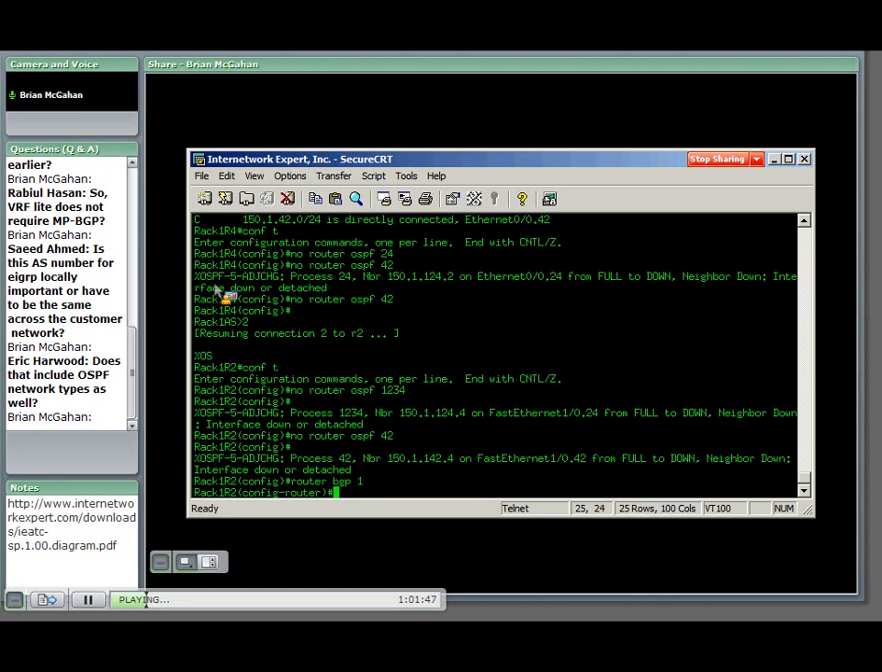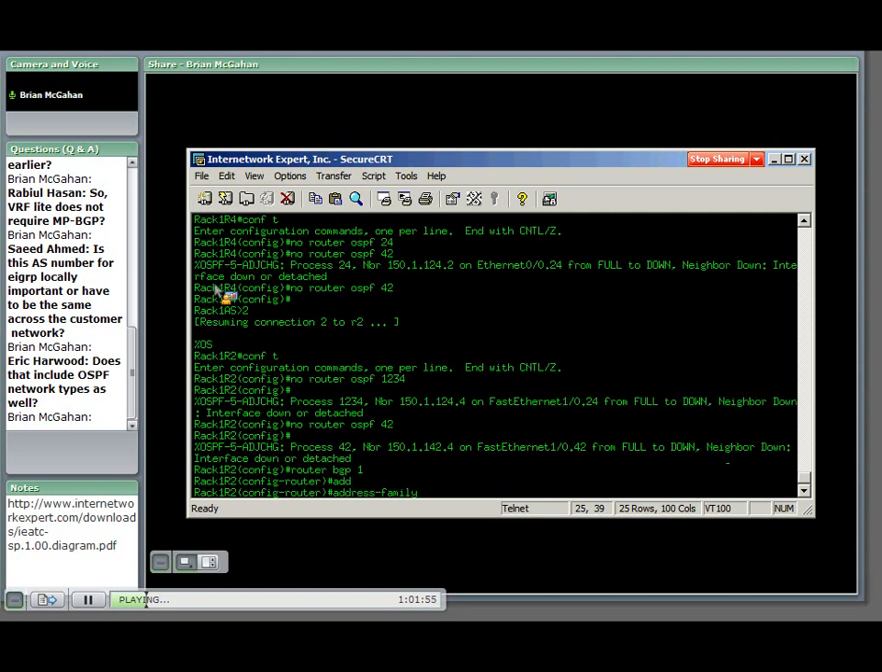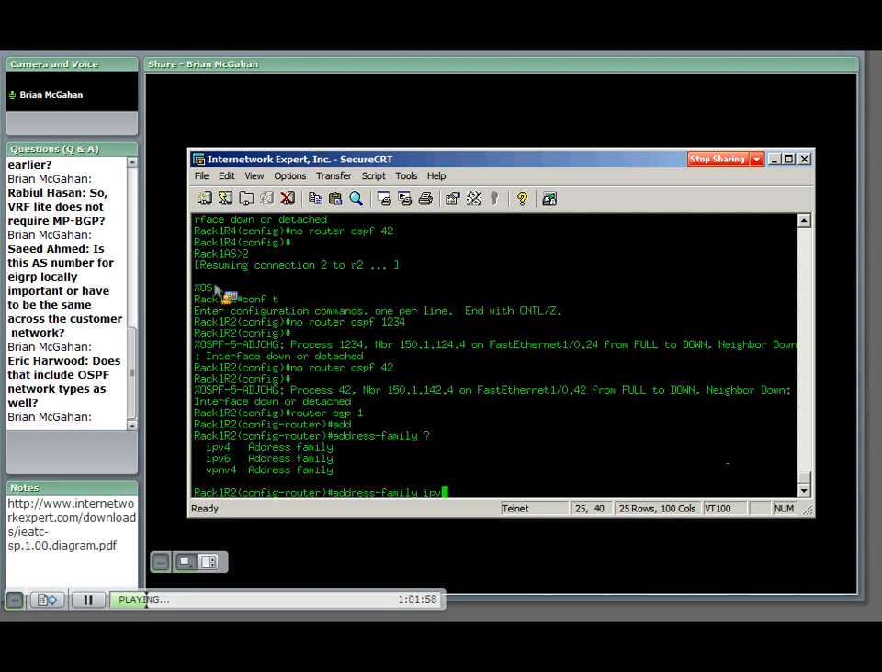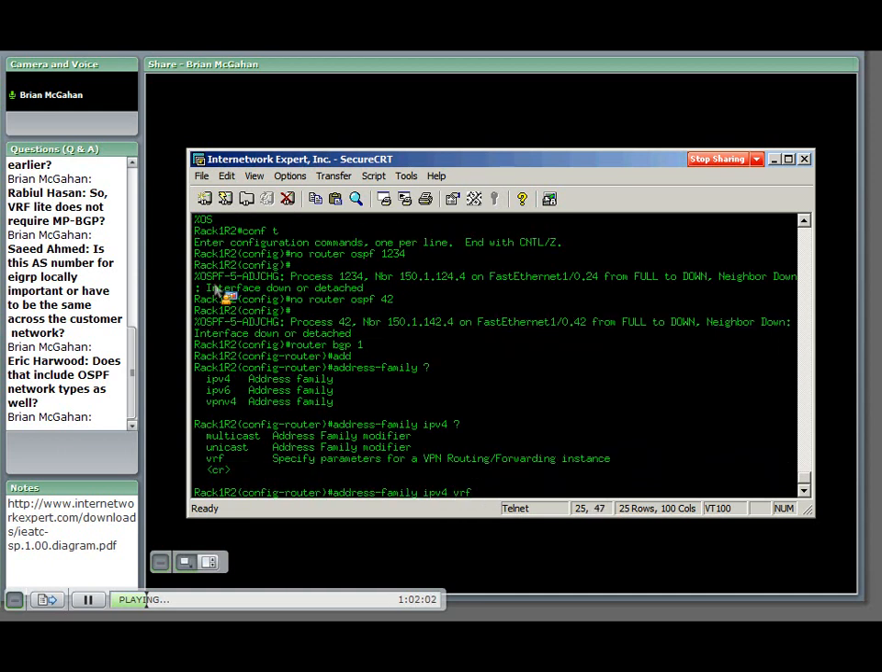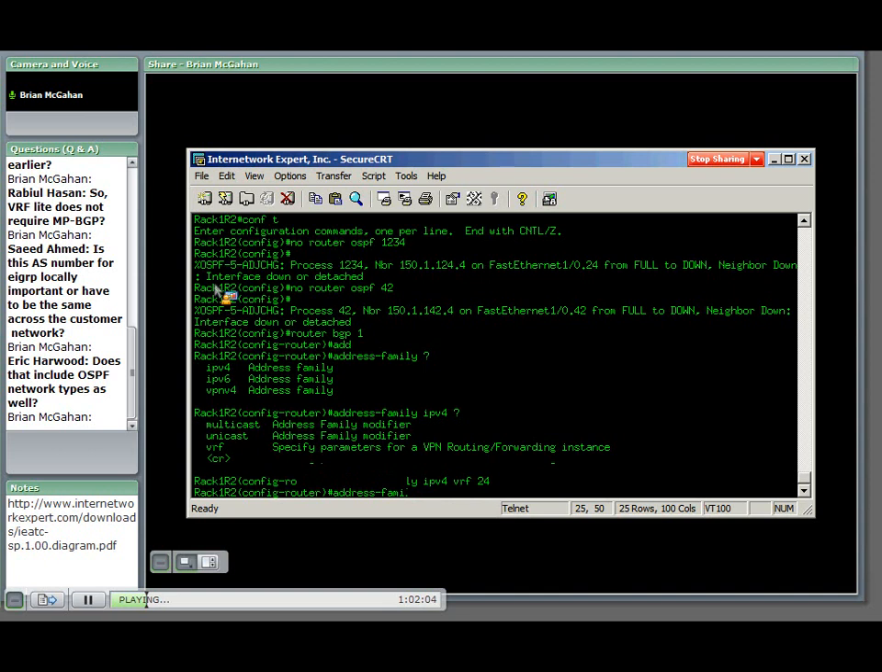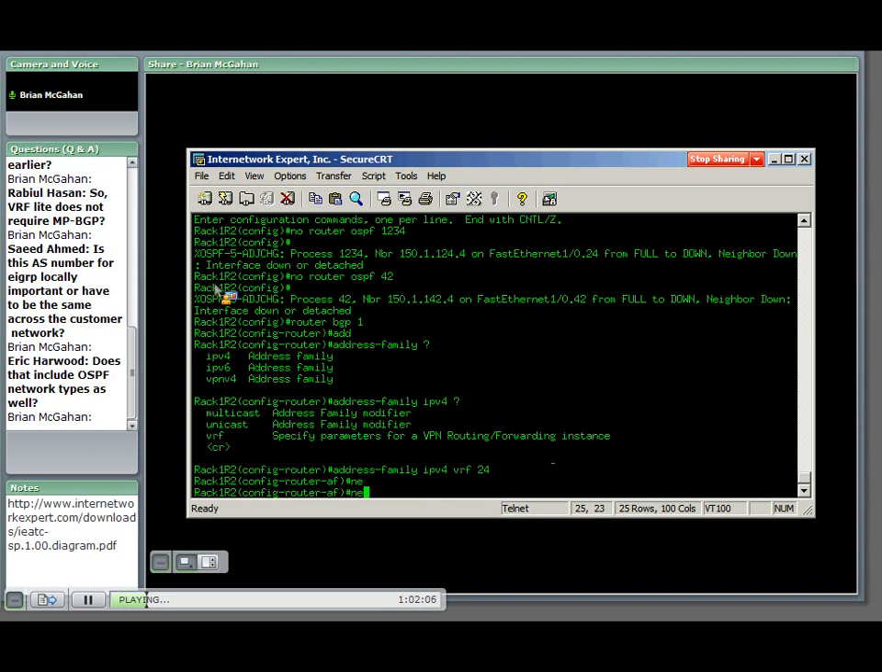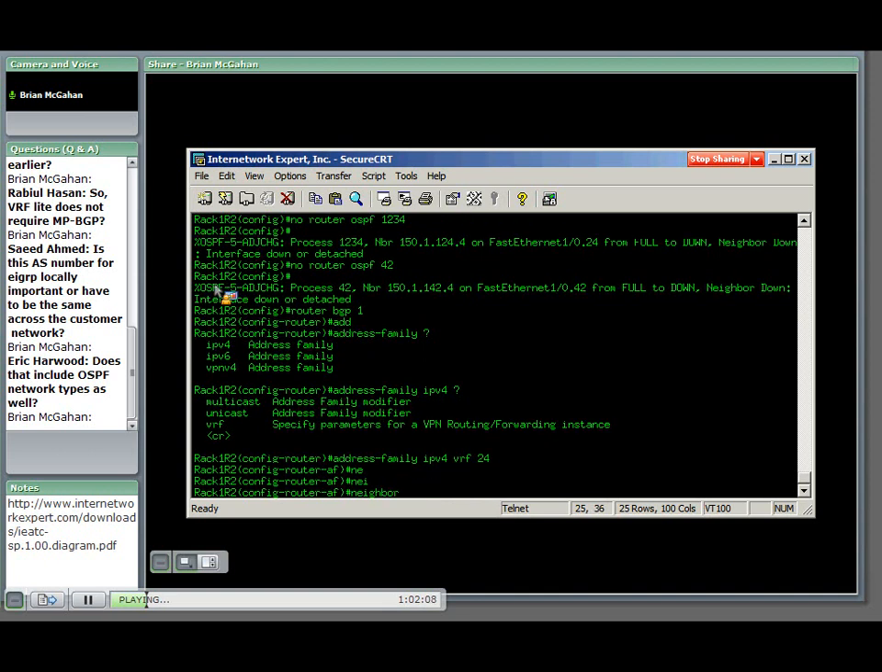So we'll say router BGP 1. This is going to be our global BGP process. Now inside global BGP, we have an address family. It's going to be an IP version 4 configuration for a specific VRF. This is going to be for VRF 24. We want to establish adjacency with 150.1.24.4.